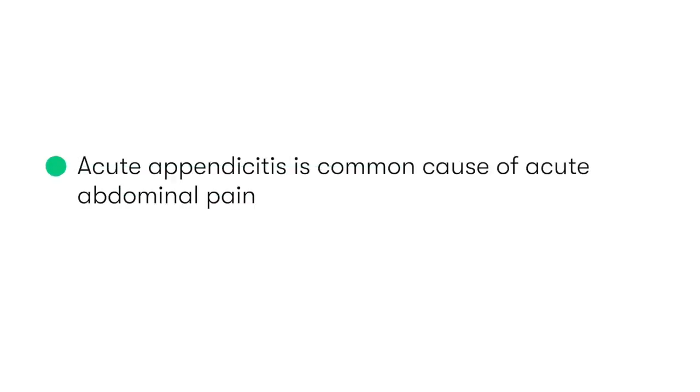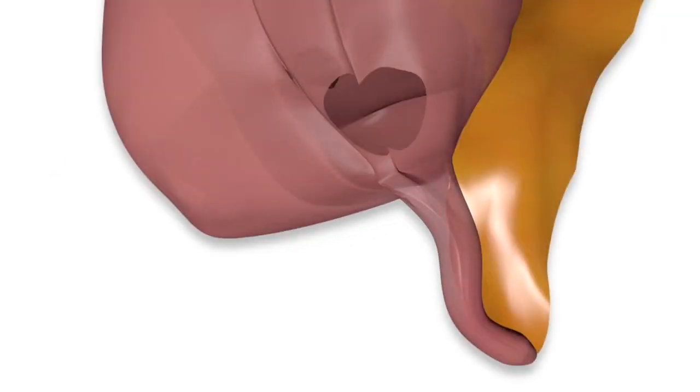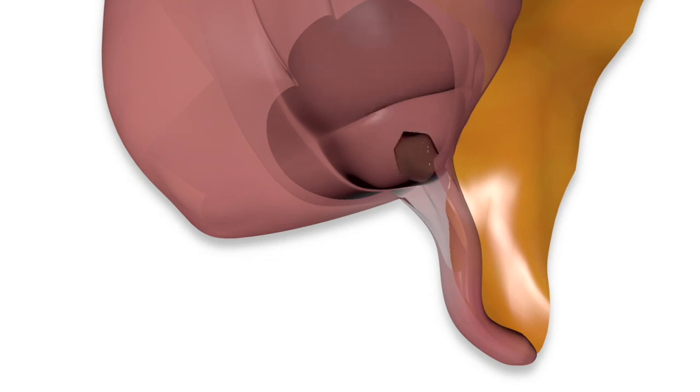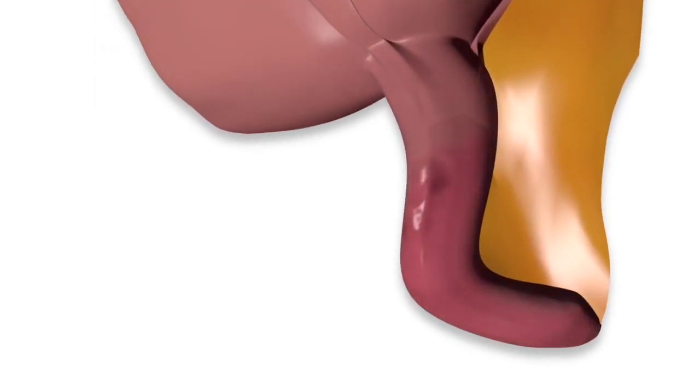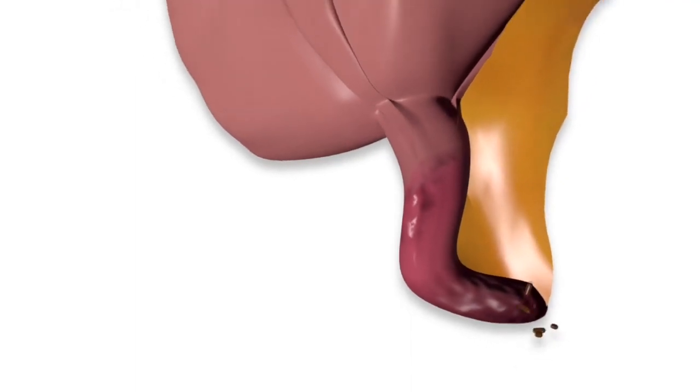Acute appendicitis is a very common cause of acute abdominal pain and occurs when the appendix lumen becomes obstructed, typically by a fecalith. Then there's distension of the appendix, with secretions and bacterial overgrowth, leading to venous congestion, then ischemia of the appendix wall, which in most cases will lead to perforation of the appendix and sepsis.